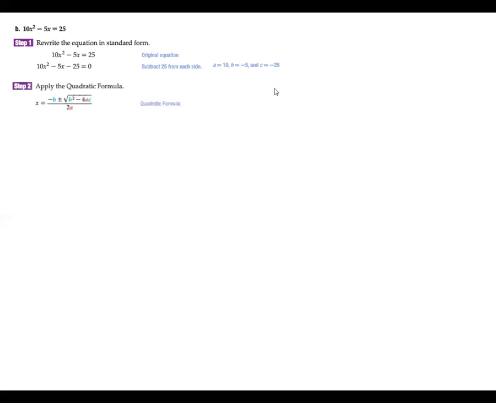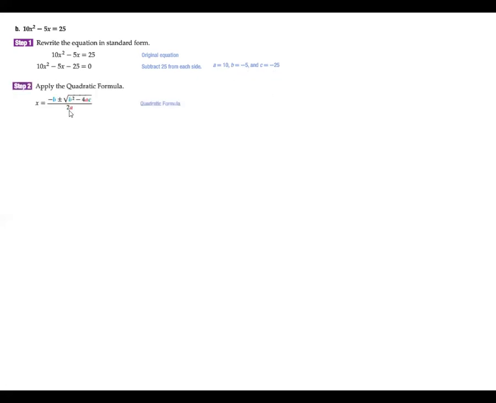All right. Here's another one. 10x squared minus 5x equals 25. First thing you've got to do is rewrite it in standard form. So you've got to subtract 25 from both sides and identify the a, b, and c. A is 10, b is negative 5, c is negative 25.